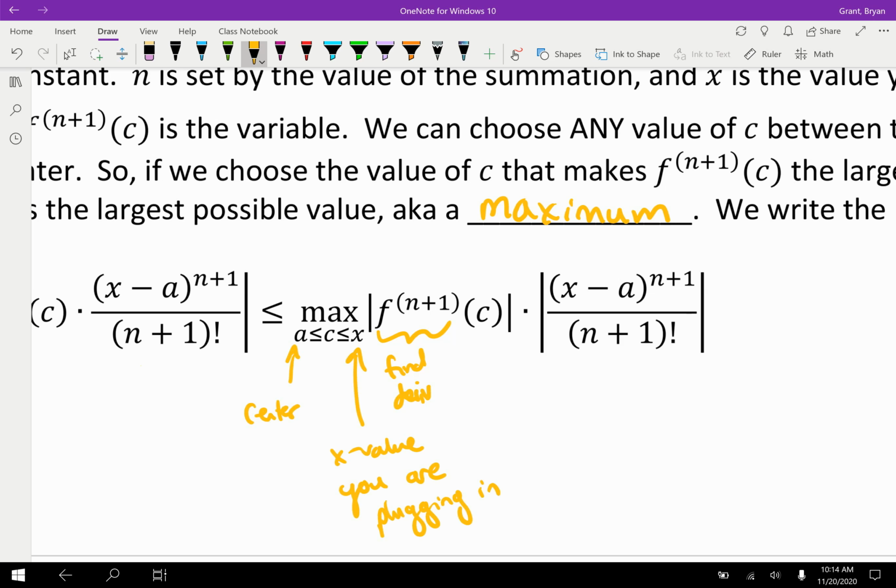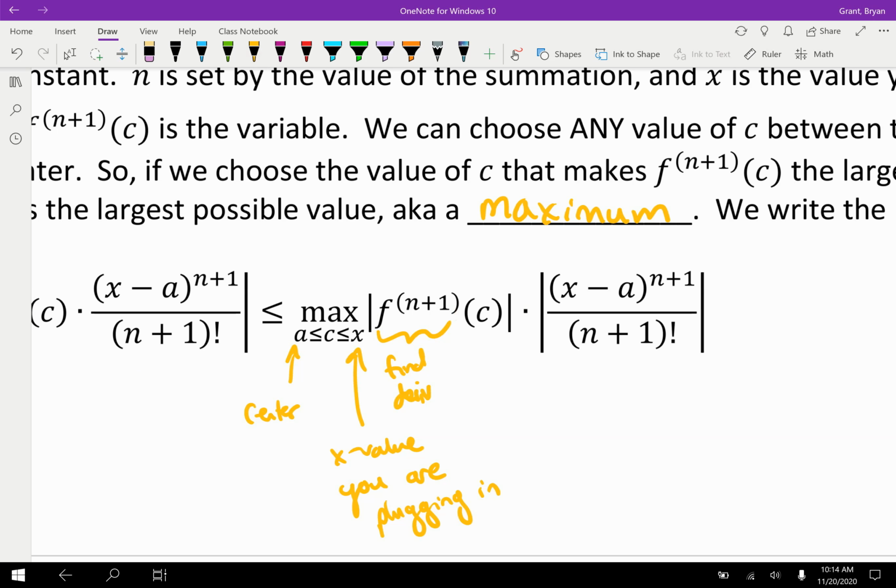So if we're centered at 0 and we're evaluating at 4, like we did on the opener, then we just need to find the value of c between 0 and 4 which turns the derivative into the largest possible number.